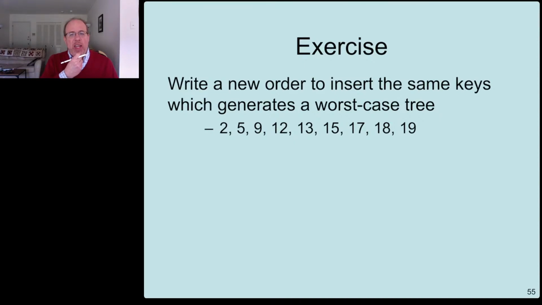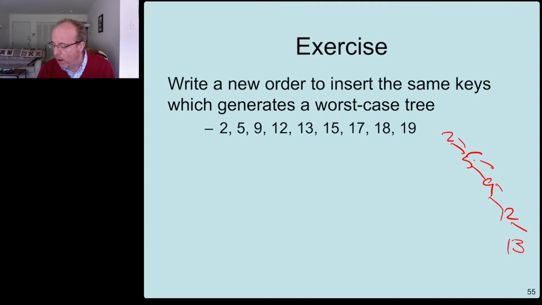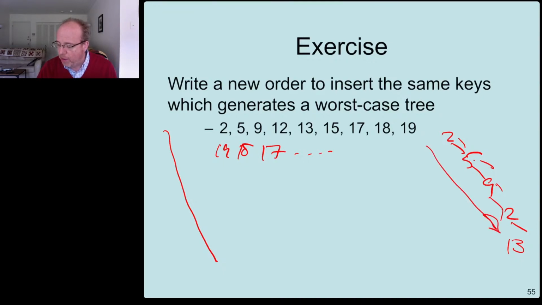Now, an order that inserts the keys that generates the worst case tree, just insert them in order. So 2 is the first one, 5 is greater than 2, 9 is greater than 2 and 5, 12 is greater than 2, 5, 9, it goes there, 13 is greater than 12, it goes there, and so on. And what we'll end up with is just one big straight tree, which is really a stick. What's interesting about this, though, is that that's not the only one, because we could do it in the opposite order. So if we said 19, 18, 17, so on, we'd get the same thing, except instead of a tree that goes off in this direction, we'd have a tree that goes off to the left, just in one straight line.